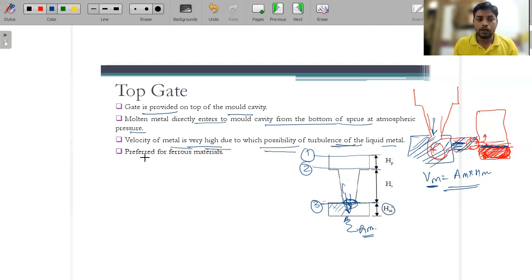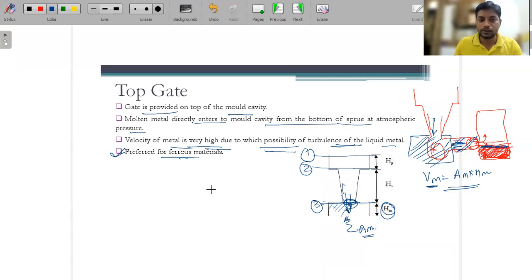Generally it is preferred for ferrous material. This I will discuss at the last, after this step, I will discuss these things. Last term, this is preferred for ferrous material. So we are going to calculate the time. Okay guys, so time is required to fill this volume, this mold cavity.